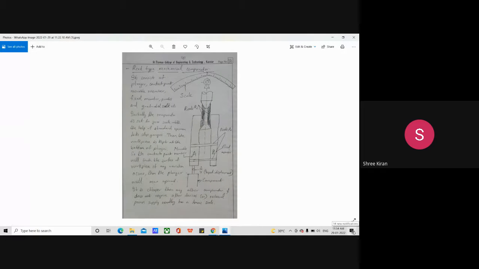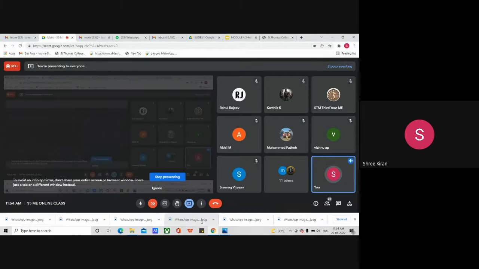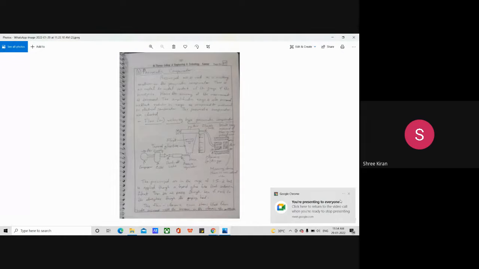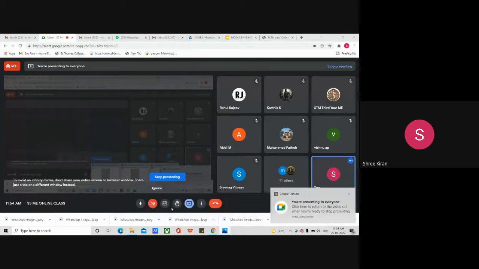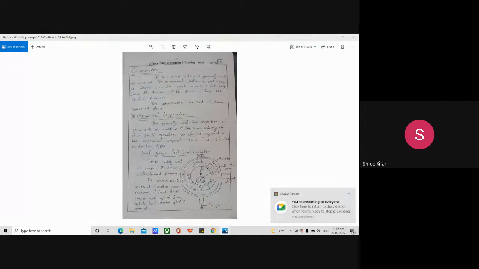So this real-time mechanical comparator comes under the mechanical comparator. The second one was regarding the pneumatic comparator.